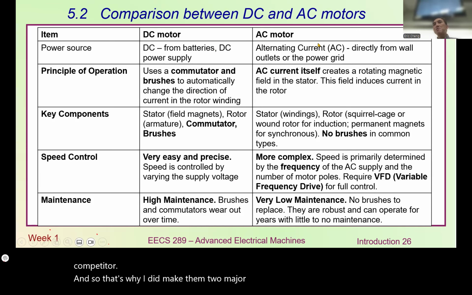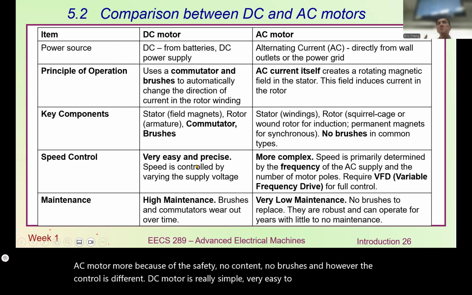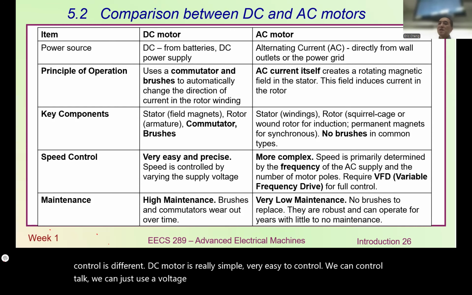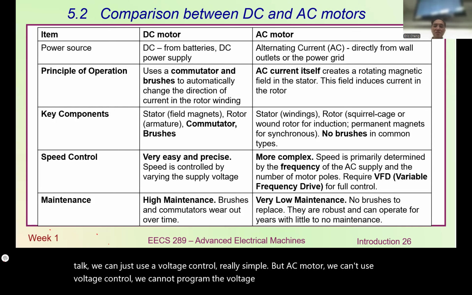So that's why people prefer AC motor more because of the safety, no contact, no brushes. However, the control is different. DC motor is really simple, very easy to control. We can control the torque just using voltage control, really simple. But for AC motor, we can't use voltage control. We cannot program the voltage and frequency so easily, so the control circuitry is more complicated.